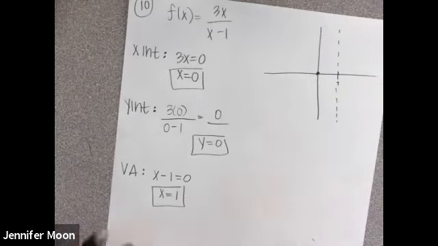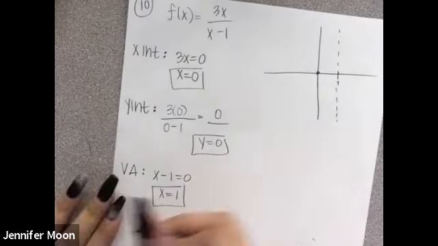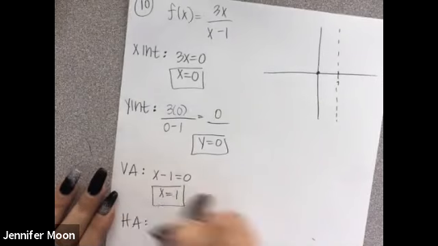They're invisible. And then after the vertical asymptote, we need to see if there's a horizontal asymptote. So HA, VA, HA.